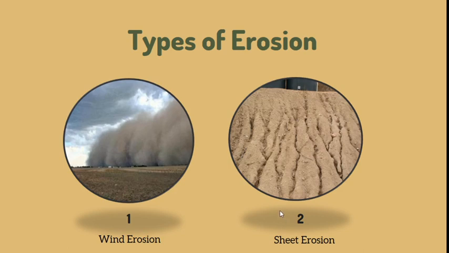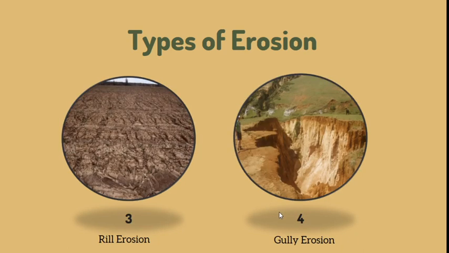The second one, we have the sheet erosion, which is the uniform removal of soil in thin layers, and it occurs when soil particles are carried evenly over the soil surface by rainwater. As you can see there, this is the result of this kind of erosion, sheet erosion. The third one, we have the rill erosion.